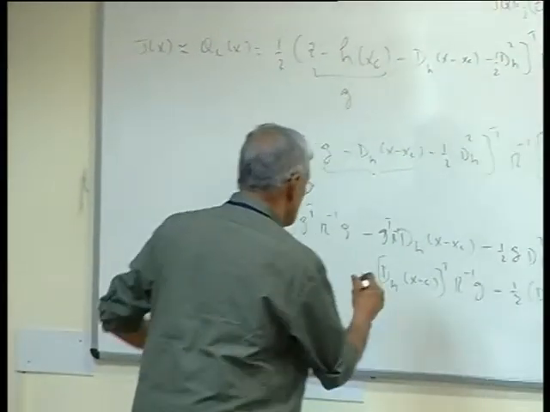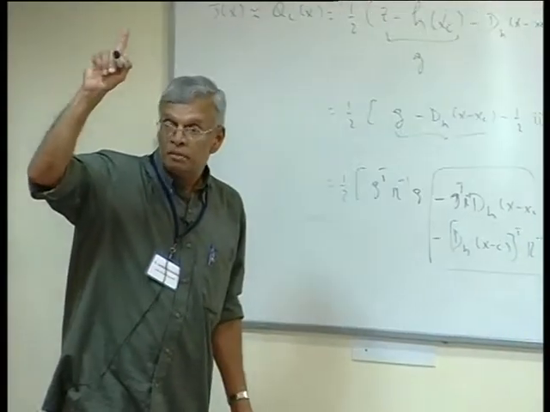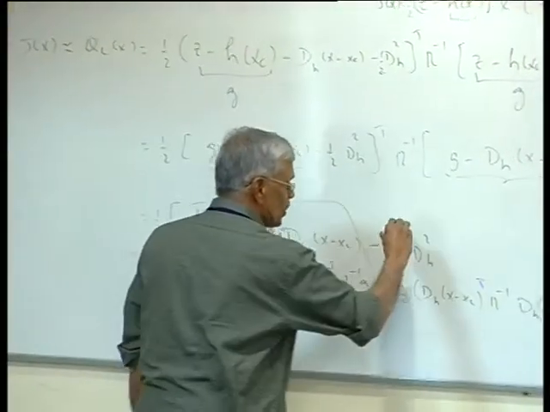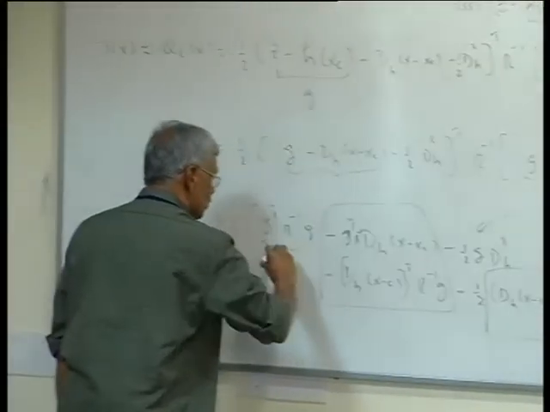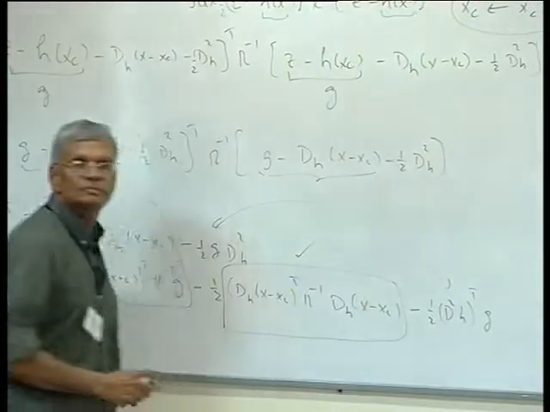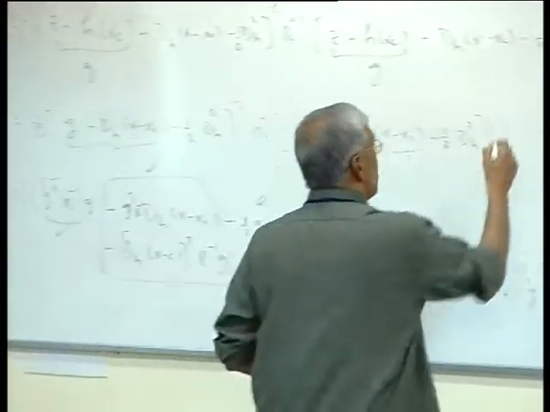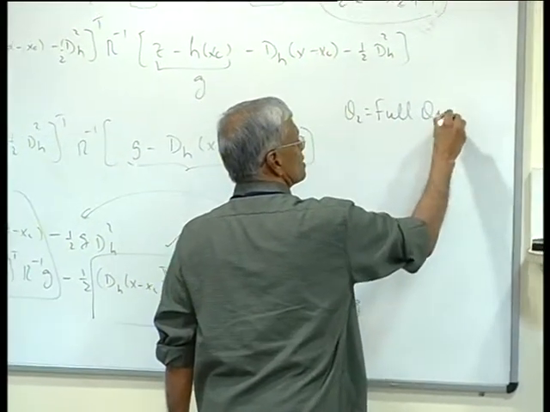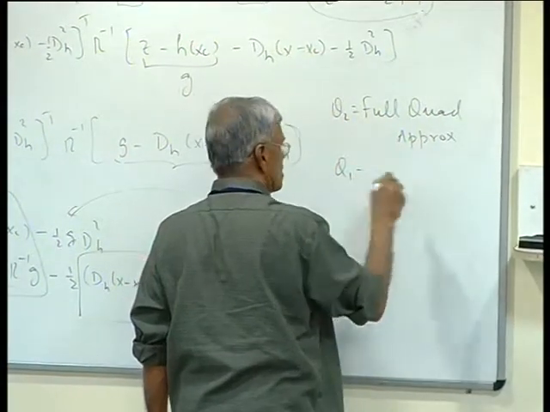So who is the newcomer? These two are equal, so I can replace one of these by a factor 2. You remember that? I'm doing this for the sixth time now. You all know that. So these two are essentially the same. These two are also the same. This is our old friend. This is our old friend. This is our old friend. Who is the new guy? The new guy in town is this. So what is that called? We call Q2 a full quadratic approximation. Full quadratic approximation. Q1 is the partial quadratic approximation.